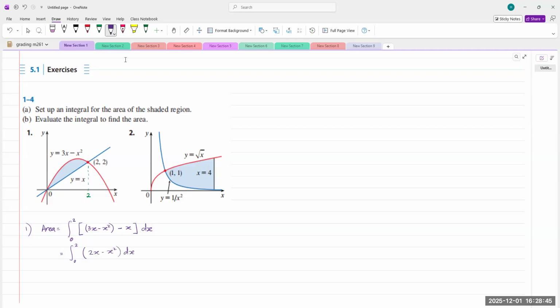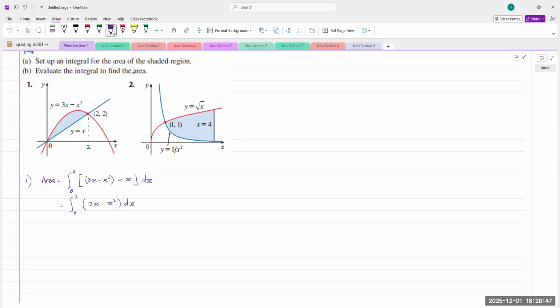Then we apply the fundamental theorem of calculus, the second part, right? This is x squared minus 1/3 x cubed between 0 and 2. That is 2 squared minus 1/3 times 2 cubed, minus 0, right? So that will be 4 minus 8 over 3. That's 12 over 3, so 12 minus 8 over 3 equals 4 over 3.